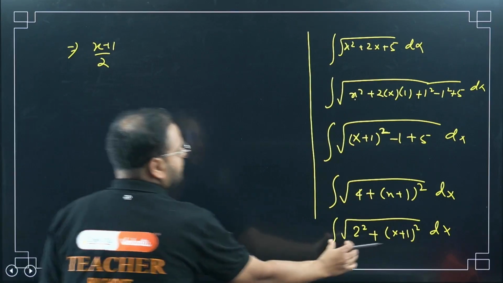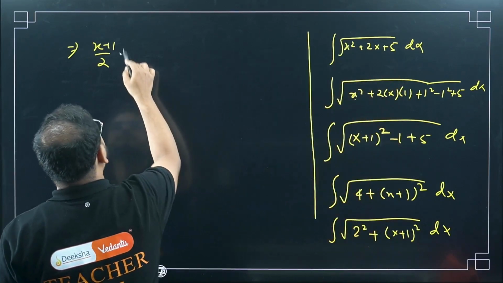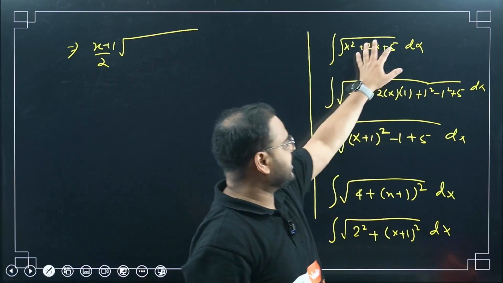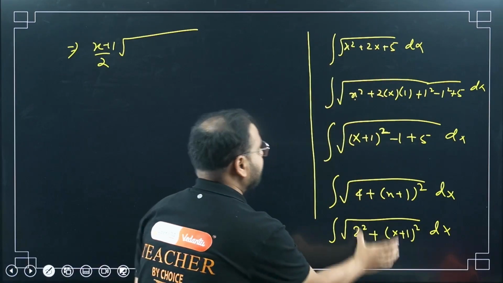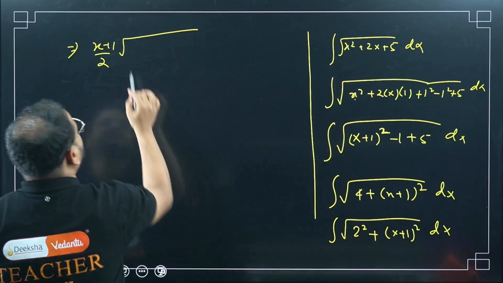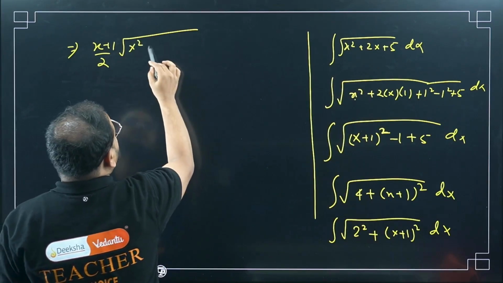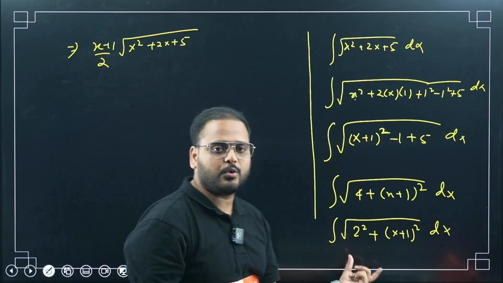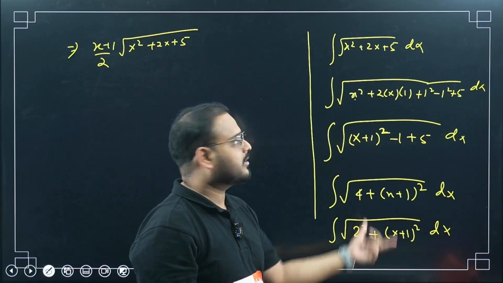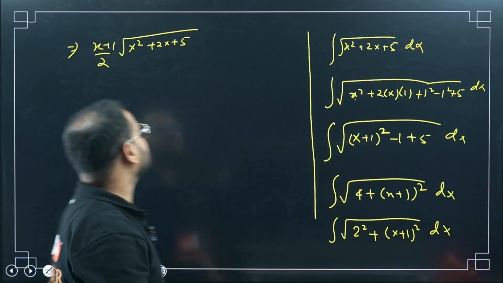What is this root, sir? This is nothing but the same thing, no? Please check. I did the modification in this to get this part. So instead of writing this thing, I can write this whole thing, the simplified version, x square plus. Why write this complicated root? I have to write this root only, no? So write the simple root, x square plus 2x plus 5.